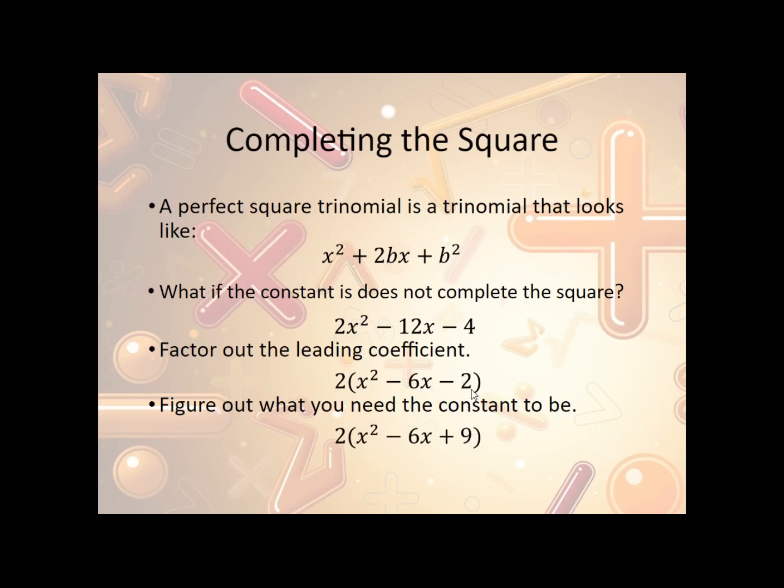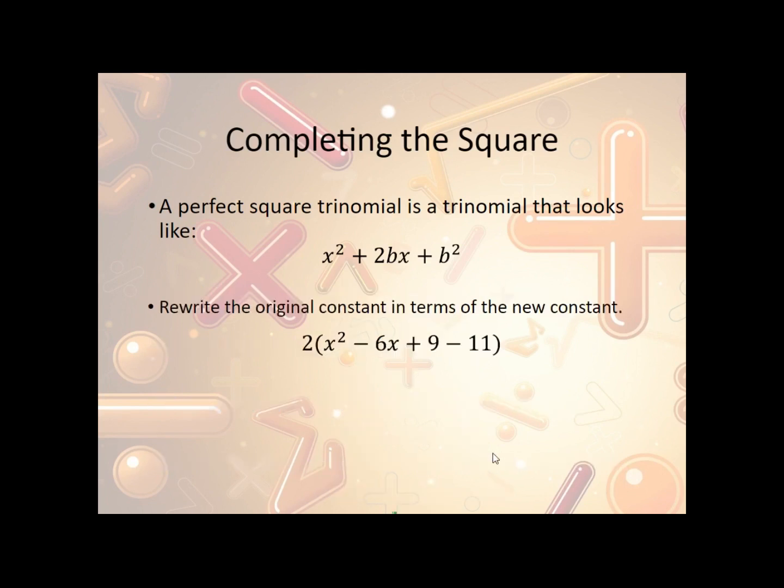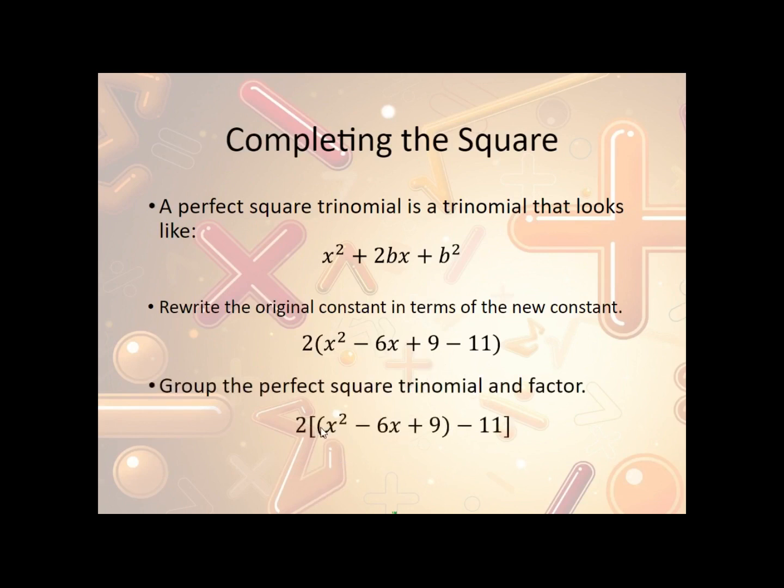But instead we have negative 2. So we need to rewrite this. How do we get from 9 to negative 2? Well, we subtract 11. So now we have 2 times (x squared minus 6x plus 9 minus 11). Now we rewrite it as a perfect square trinomial. So we get x squared minus 6x plus 9, and that becomes (x minus 3) squared. And then we take this part and we just need to distribute the 2 back to it. So 2 times negative 11 is negative 22. So we get 2 times (x minus 3) squared minus 22.